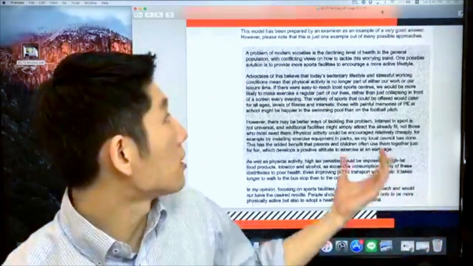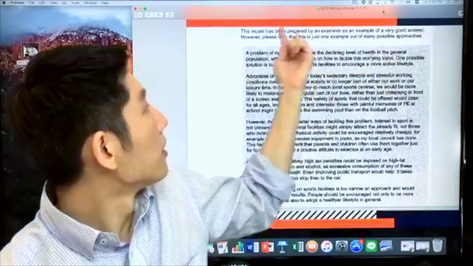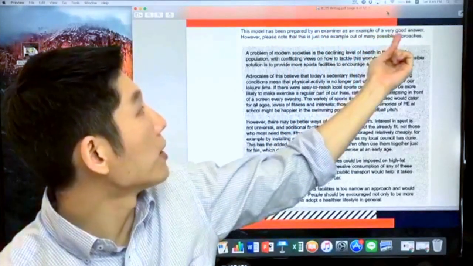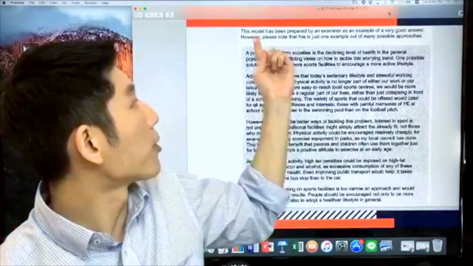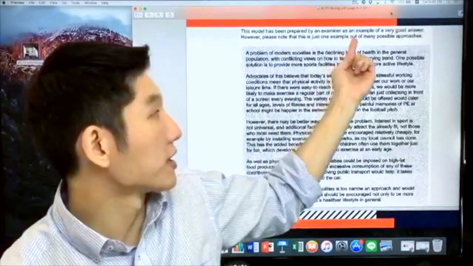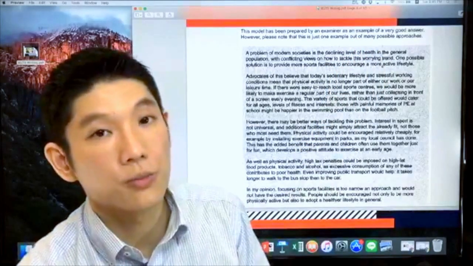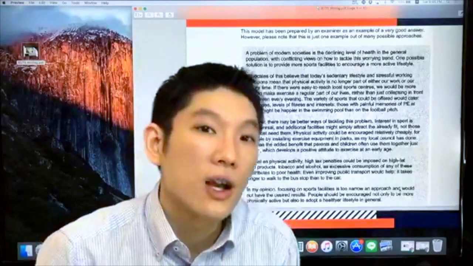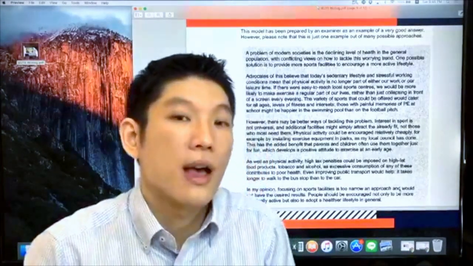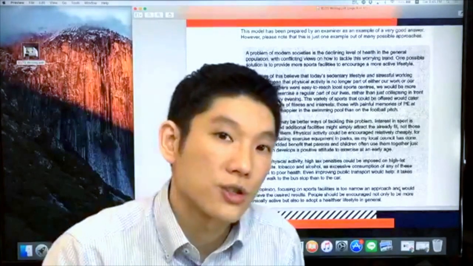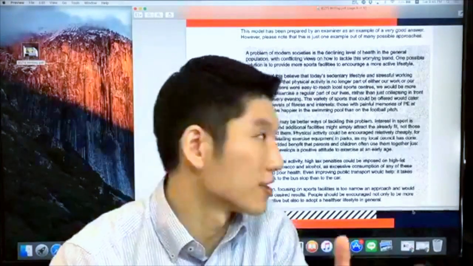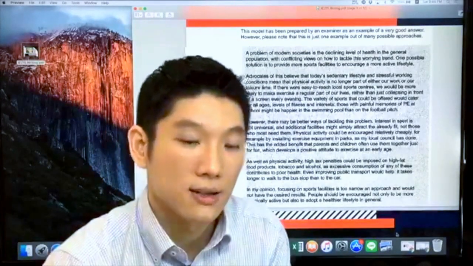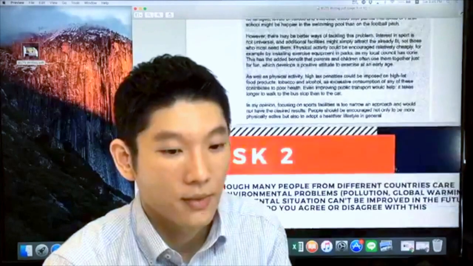But as you can see here, this model has been prepared by an examiner as an example of a very good answer. However, please note that this is just one example out of many possible approaches. So there is no one method for handling all types of tasks. Okay? You have to have a variety of approaches because that is the essential quality of a high-achieving candidate. Okay?